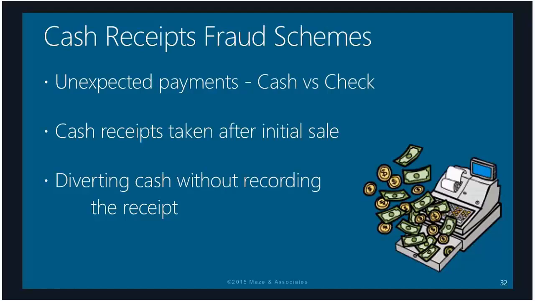Another one is cash receipts taken after the initial sale. So they've taken the cash from the customer and then subsequently they'll void the transaction. And so at the end of the day, the ledger detail still reconciles with the cash that is being deposited, because there are amounts that have been voided, and so you want to look at the voids and returns, or if there are credits issued. And then there's, of course, diverting cash without recording a receipt.